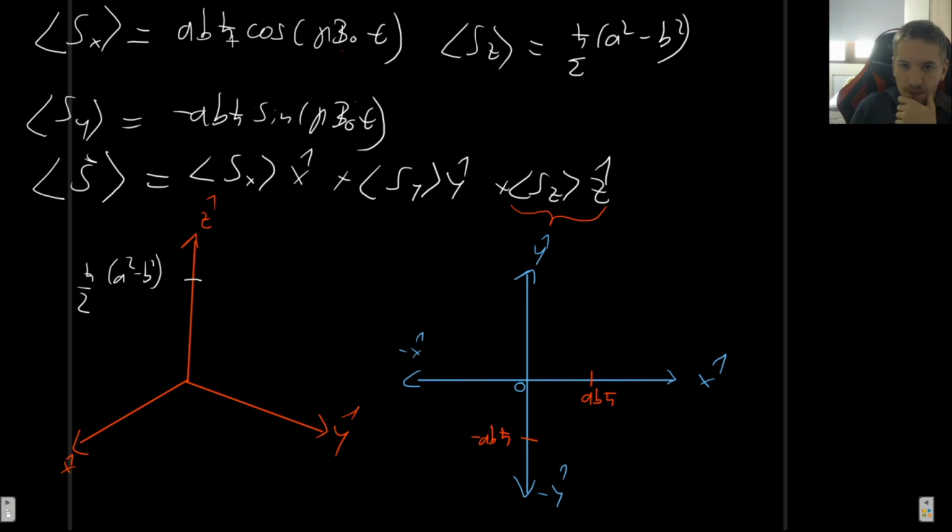Now what happens when the interior here is pi? That means cosine is going to be minus 1, so we get minus a b h bar in the x direction, and y will once again be 0.